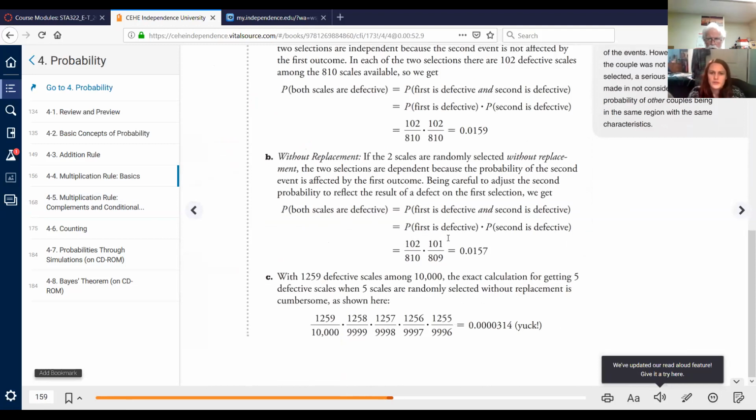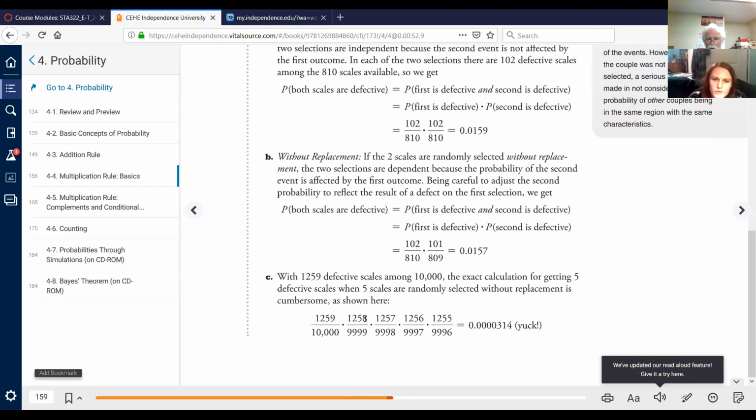So if we are replacing, we get a first defective and we replace it, then the denominator and numerator remain the same. But if we are not replacing and we've got a defective one, then we only have 101 defective ones left and only 809 total. And the same down here with the 1,259 out of 10,000. Every time we have a defective one, then we've reduced that.